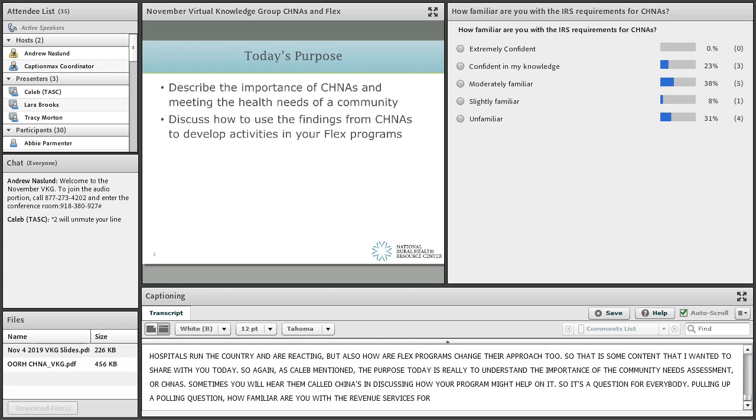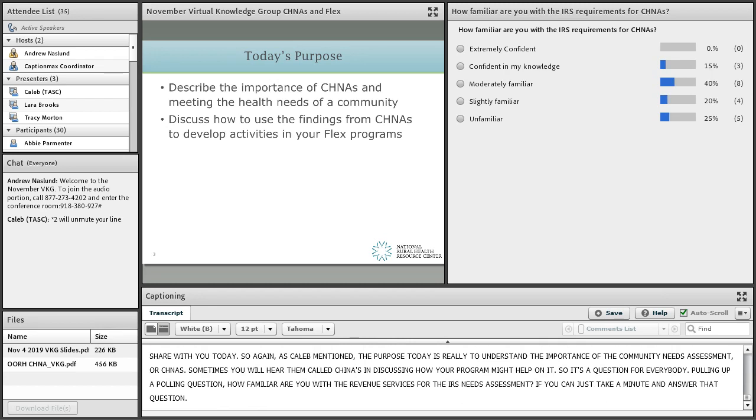So it's a question for everybody as we get going. Andy just pulled up a polling question there on the right. How familiar are you with the Internal Revenue Service, or the IRS requirements for community health needs assessments? You can just take a minute and answer that question.